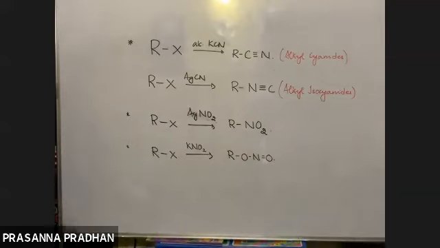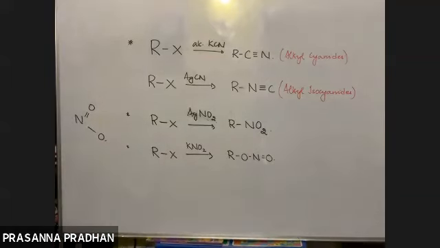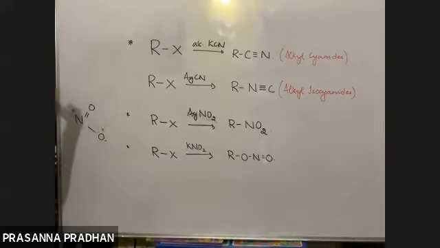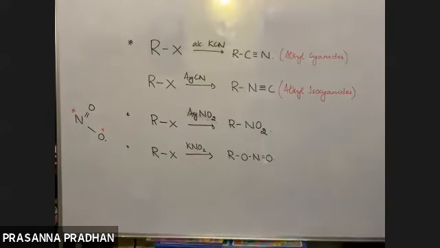In both the cases the nucleophile is NO2 negative. But here bond formation occurs through nitrogen, and here the bond formation occurs through oxygen. That means again this is an example of an ambident nucleophile.